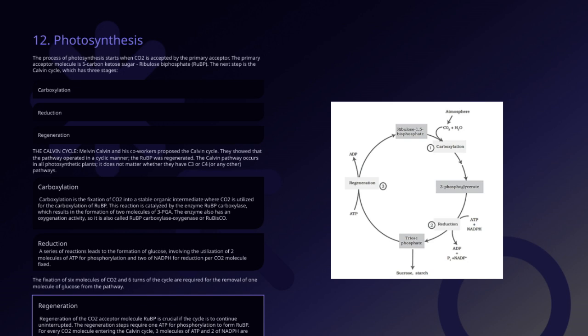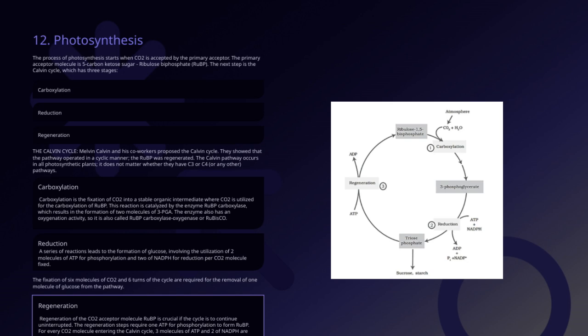It's important to remember that for every CO2 molecule that enters the Calvin cycle, we need 3 molecules of ATP and 2 molecules of NADPH. This highlights how energy-intensive the process is. Now, when we consider how a glucose molecule is formed, it takes 6 CO2 molecules and 6 turns of the cycle. These 6 cycles lead to the formation of glucose, involving a series of reactions that utilize 2 ATP molecules for phosphorylation and 2 NADPH molecules for reduction per CO2 fixed.